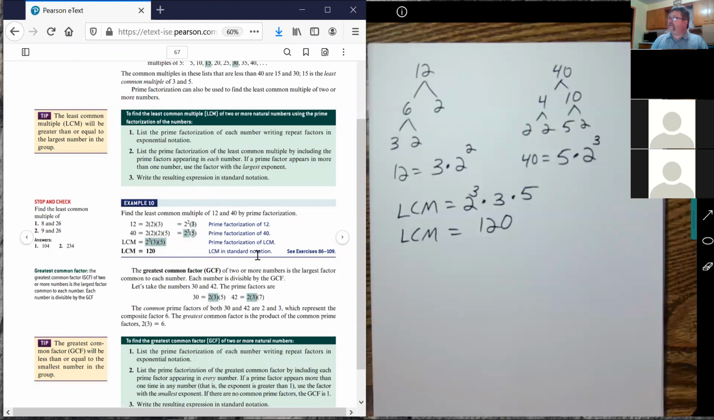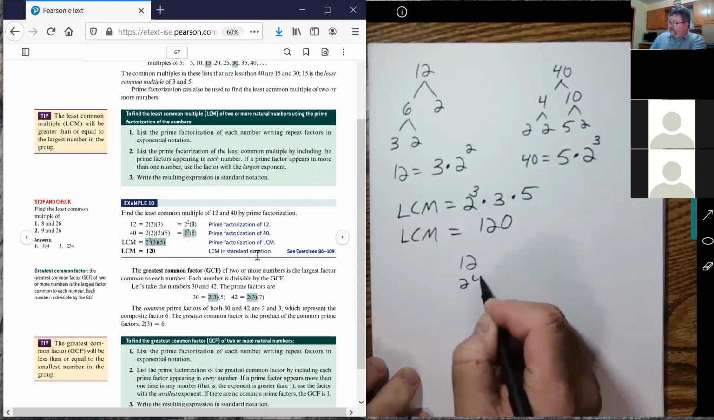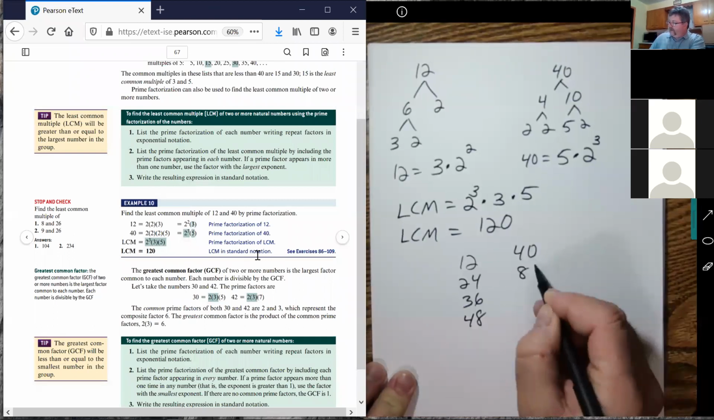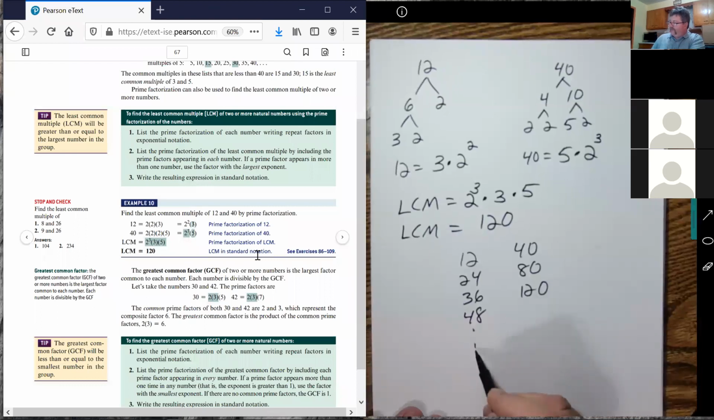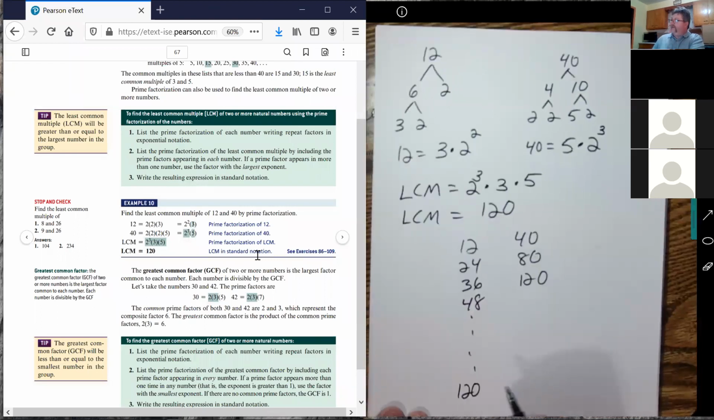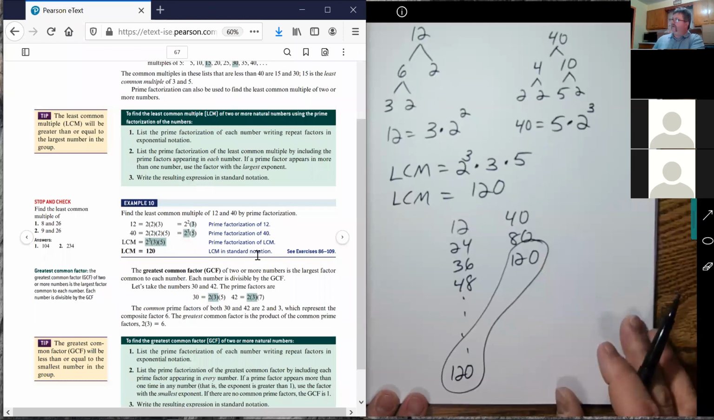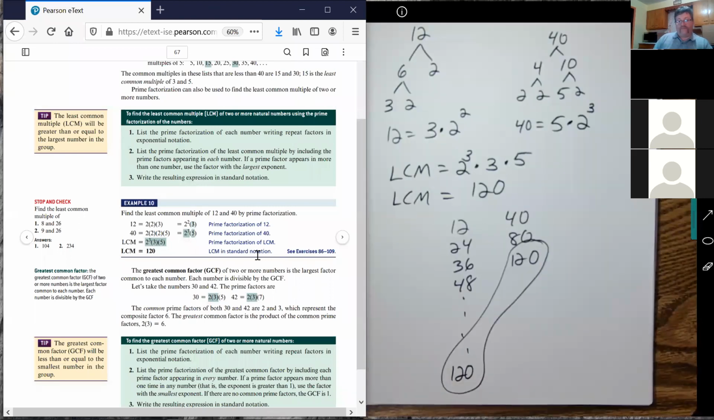Okay, so that's kind of our procedure. How else could we have gotten there? 12, 24, 36, 48, 40, 80, 120. If I kept going, I would get a 120 down here, and that would be my first match. This is just a different way to accomplish that without having to write down all these multiples and search for a match.